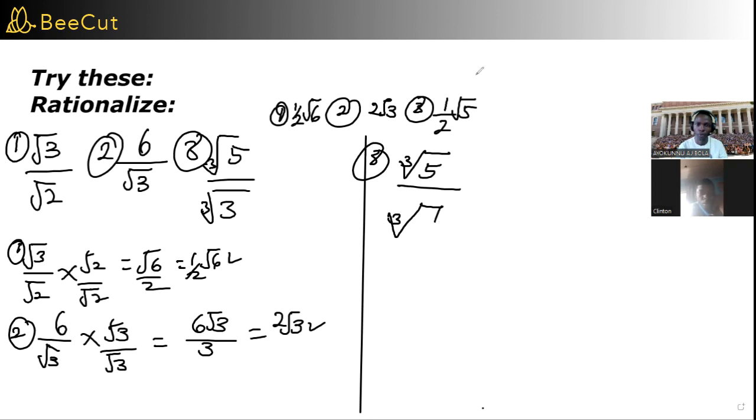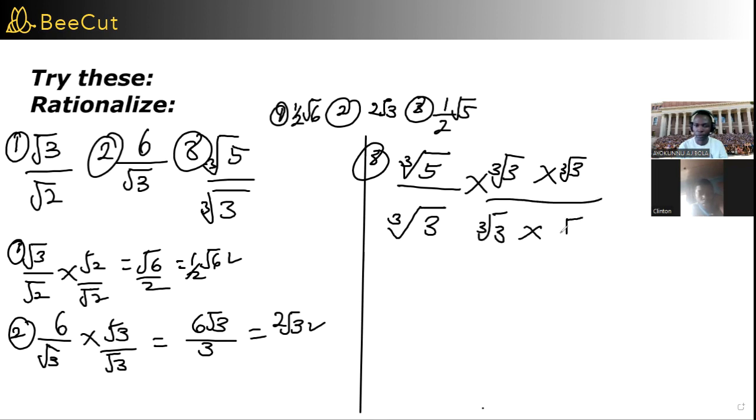cube root, hold on, let me. Cube root of 3 times cube root of 3 times cube root of 3 over cube root of 3 times cube root of 3. Because it's a cube root, that's why we make it appear 3 times.